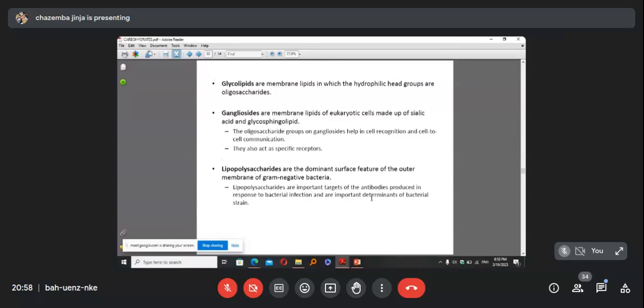Other examples we can look at are glycolipids, simply carbohydrates joined with lipids. The gangliosides are membrane lipids of eukaryotic cells made up of sialic acid and glycosphingolipids. All these are examples of glycolipids. They act as specific receptors. The oligosaccharide groups on gangliosides help in cell recognition and cell-to-cell communication, as we already looked at with the glycoproteins.